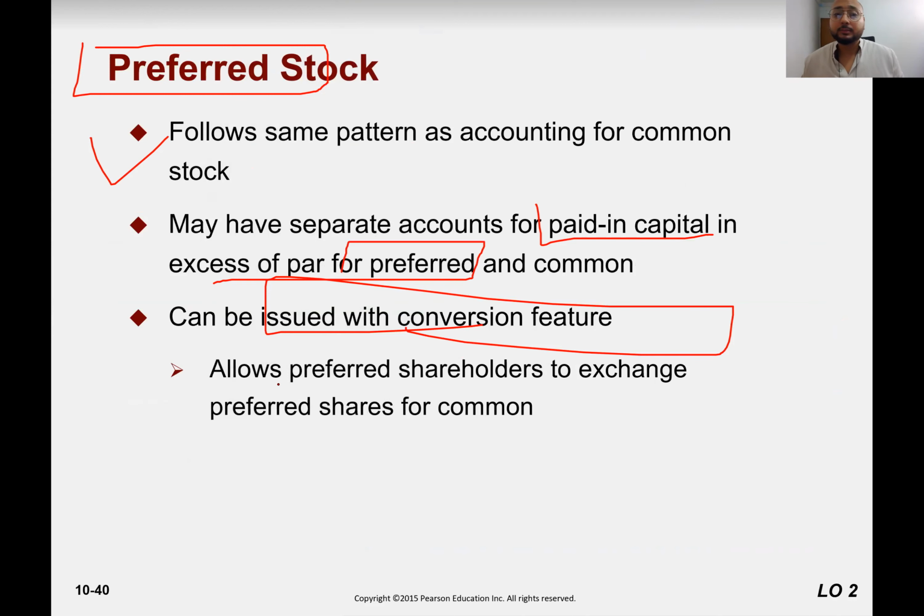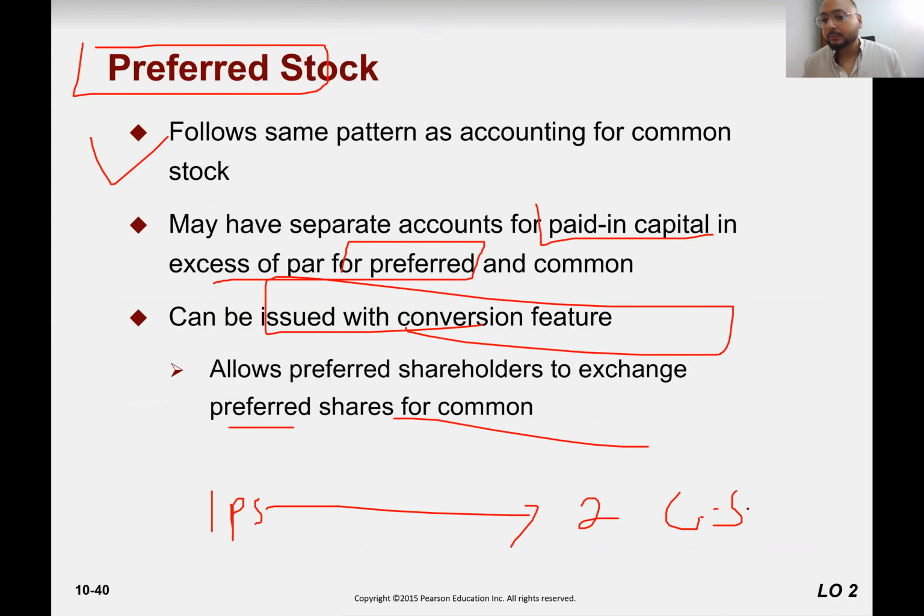For example, after some time, we can convert our preferred stock into common stock. So those who are holding 1 preferred share will be given, for example, 2 common shares. Then we need to make the entry: decrease the preferred stock, increase the common stock. Increase in common stock, credit. Decrease in preferred stock, debit. So we can make the entry easily, right?